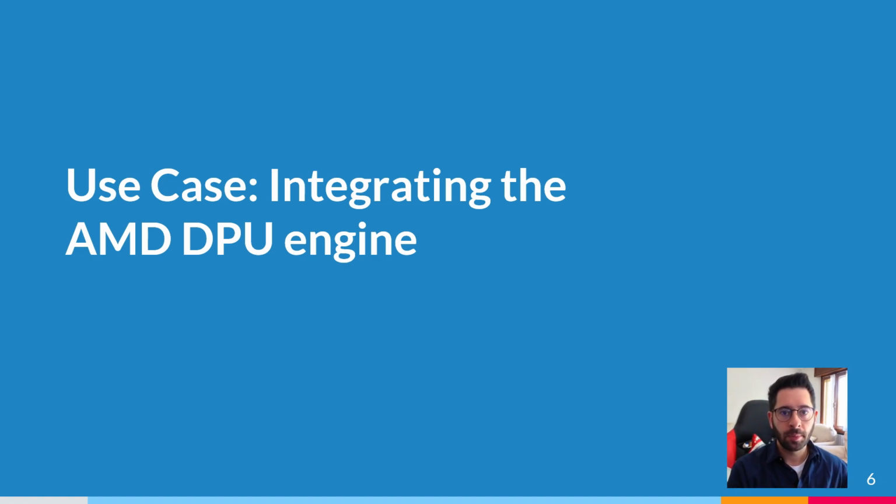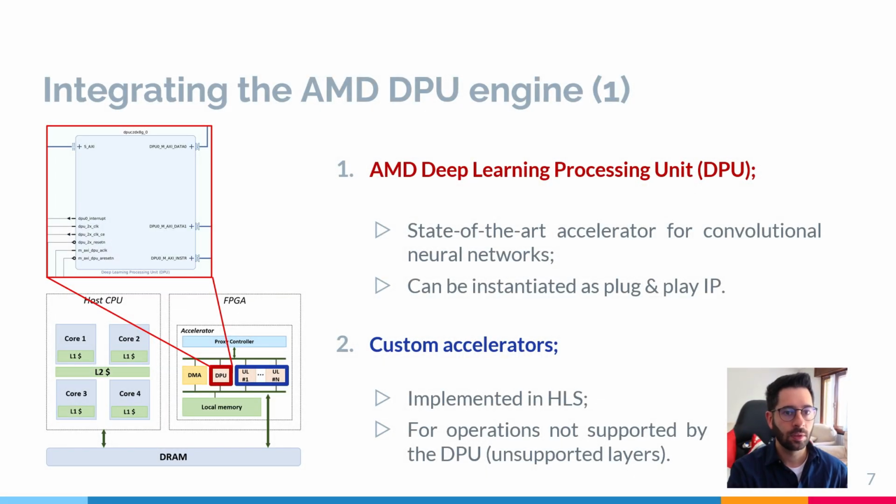In the next part of the presentation, I'll discuss as a use case how to integrate the AMD DPU engine on our proxy controller-based accelerator template. The main accelerator that we deployed is the Deep Learning Processing Unit from AMD, that is a state-of-the-art engine that can be instantiated as a plug-and-play IP.